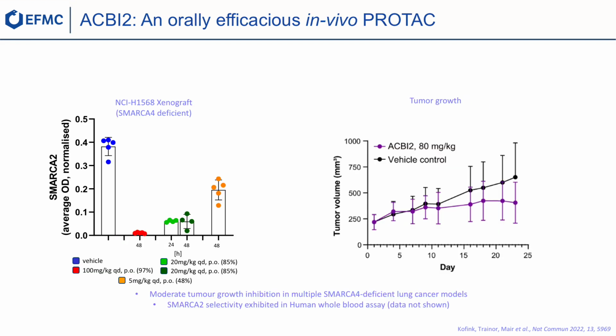ACBI2 also behaves in a dose-dependent manner when orally dosed, meaning larger amounts of SMARCA remain when lower treatment doses are used and scales appropriately for higher doses, up to near complete removal at 100 mg per kilogram. It also shows moderate tumor growth inhibition in multiple SMARCA4 deficient cancer models. This effect is not limited to immortalized cancer cell lines either, and human whole blood assays have shown that we can recapitulate the complete selective SMARCA2 degradation ex vivo.